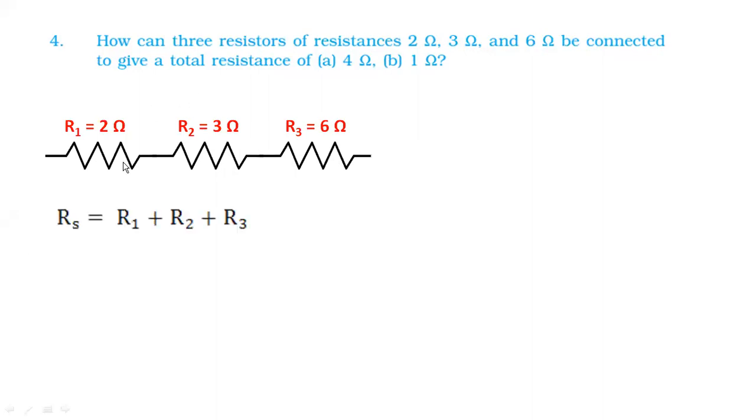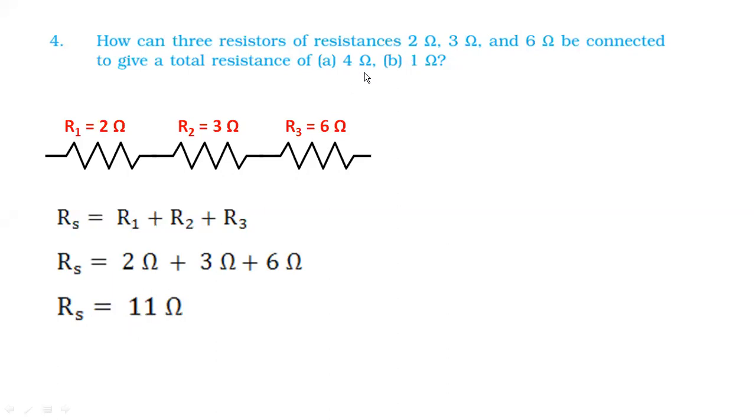It would be what? Rs is equal to R1 plus R2 plus R3. So what is the value? 2 plus 3 plus 6. 2 plus 3 is 5. 5 plus 6 is 11. Okay, 2, 3 plus 6. So answer would be what? 11 ohm. Now go with the question.